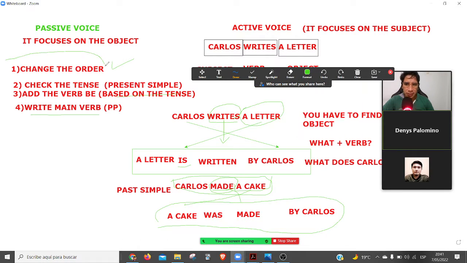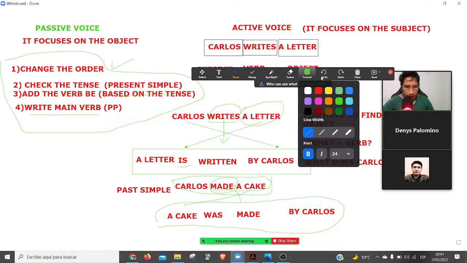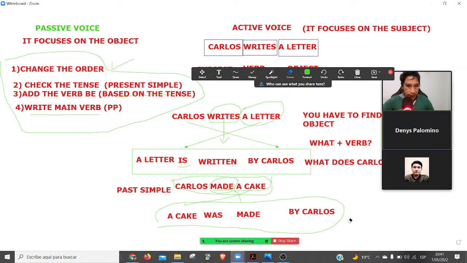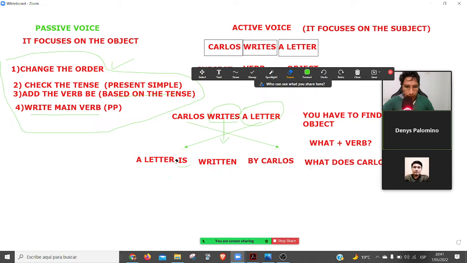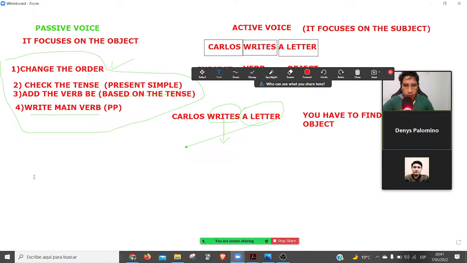Do you remember these four steps, right? Change the order, check the tense, the verb, and write the main verb. You got it? Yes. So I'm gonna clean this part. Don't worry. Focus on this.